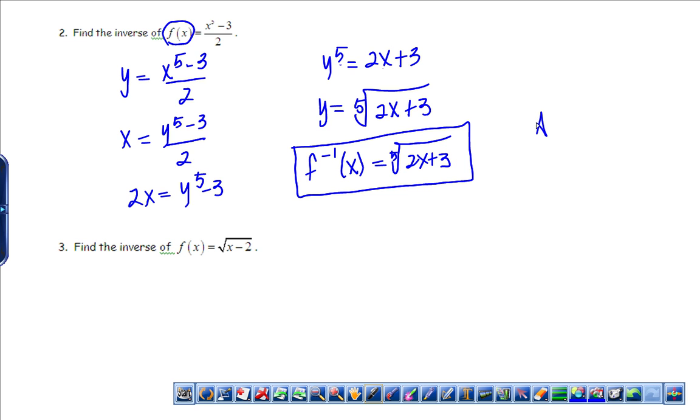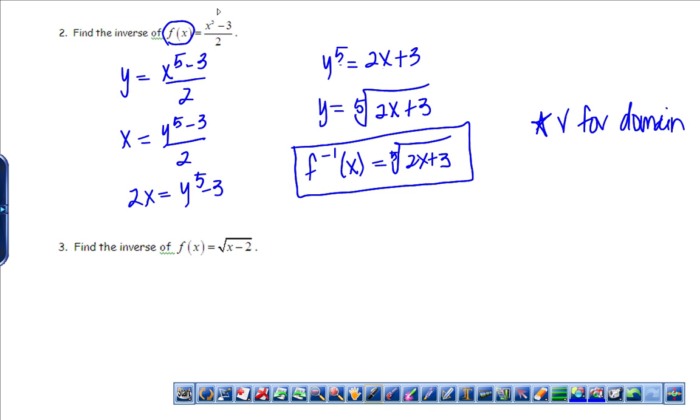Okay, one thing that you need to check for is your domain. Like in the last unit, we checked for restrictions or extraneous solutions. We're going to check for domain. And this is what you need to do. Remember, your domain and range are flipped.